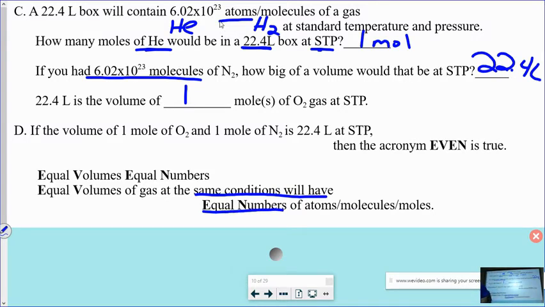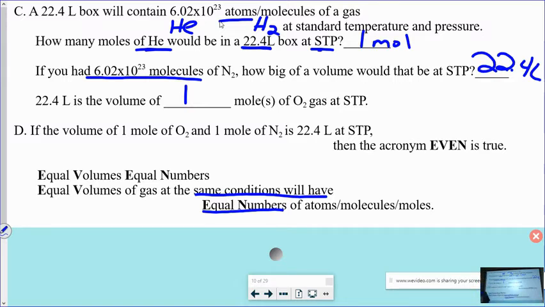So let me give you an example. Let's pretend we got 2 different gases here. Let's say we got hydrogen gas in this one, we got oxygen gas in this one. If both of these flasks are under the exact same conditions, they will hold the exact same numbers of particles inside. And by particles, I mean either atoms or molecules. So as long as the containers are the same size and the conditions are the same, then they will have equal numbers of molecules inside of them. That is what EVEN stands for. Equal volumes, equal numbers, as long as they're under the same conditions.